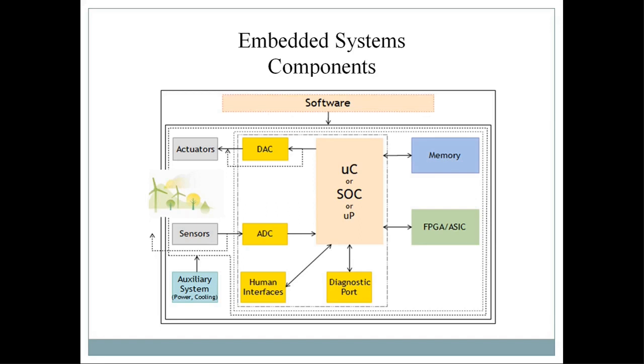And also there is a controller, processor or system on a chip. Memory is also required to store our data, and also diagnostic ports and human interfaces. Interfacing is another part, and it is a large part of an embedded system. There are lots of different things in the interfaces also.